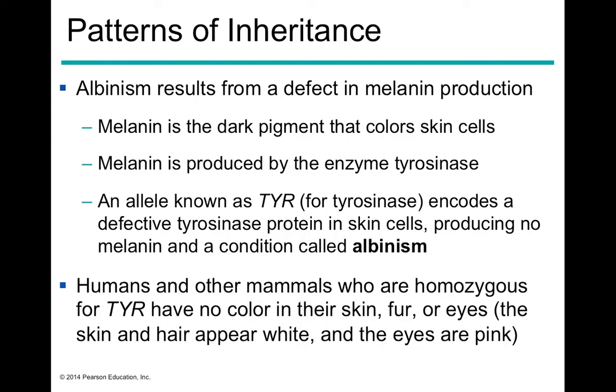So if humans or other animals are homozygous for the defective allele, they are albino. Again, a heterozygote is going to produce enough pigment to be able to have a normal phenotype.